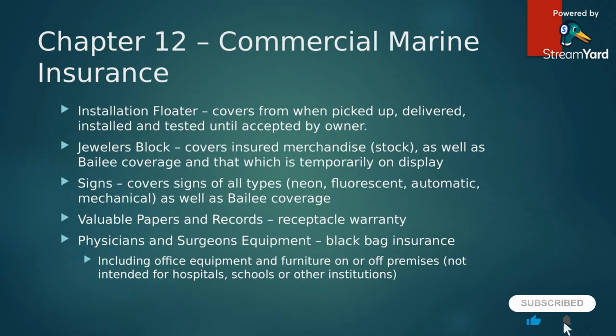Next one we're going to talk about is signs. The majority of all sign coverage is going to be under commercial inland marine floaters. Typically, you're only going to be covered up to $1,000 under most property policies. So this will give open perils coverage for the insured signs, specifically insured worldwide, including all different types of signs, including neon, fluorescent, automatic, mechanical, Jumbotron, whatever, as well as the bailee coverage that might be in place if it's going in for servicing.